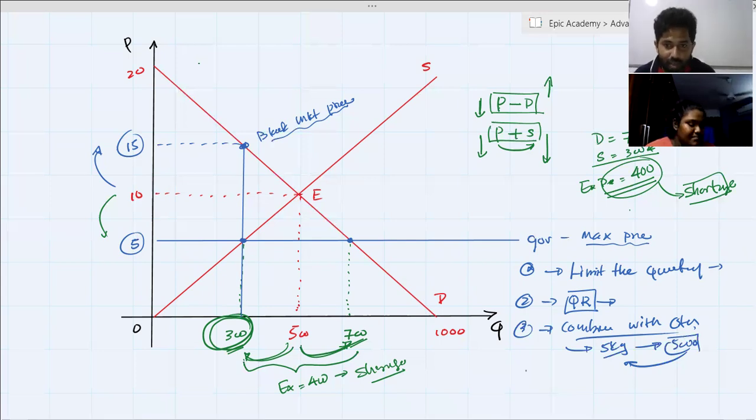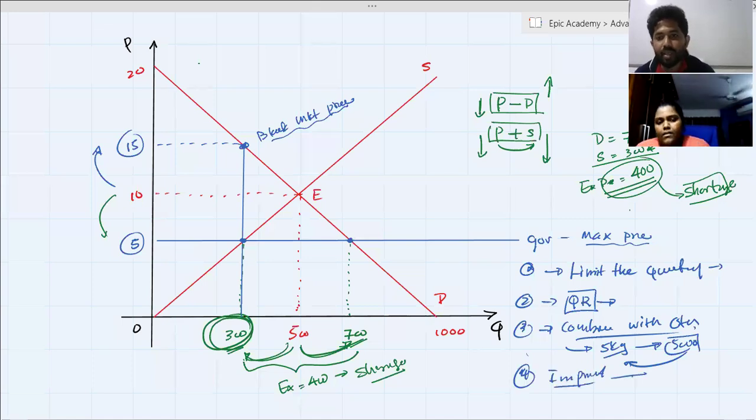Right. Next, import goods and services from other countries. Then what will happen to the shortage? It can be solved by importing goods and services from other countries. Because the main problem is our supply is not enough to fulfill the entire demand. That is why we have to import from other countries. It also becomes one of the major solutions.